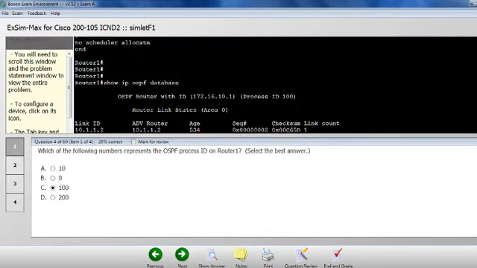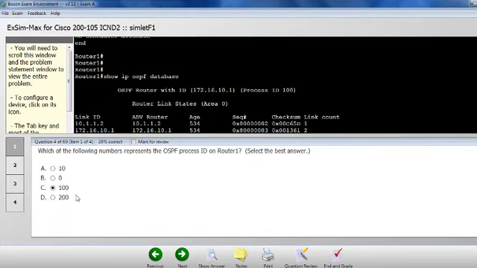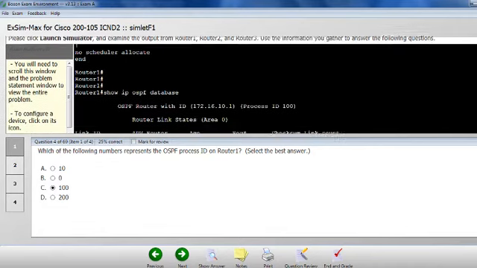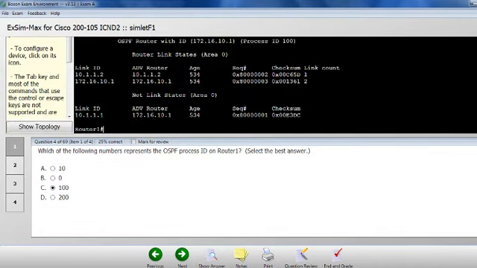So I'm going to do this question right here. This is a sample ICND2 question from Boson, a network simulator. Which of the following numbers represents the OSPF process ID in router 1? So on router 1, let us pull up the topology. Where is it on this question? Let me go down.